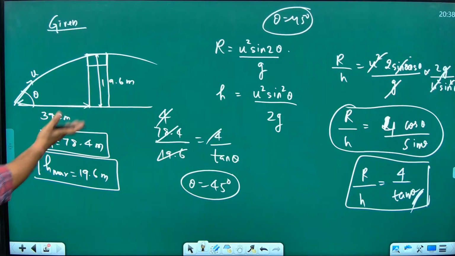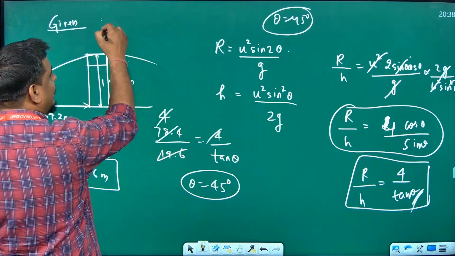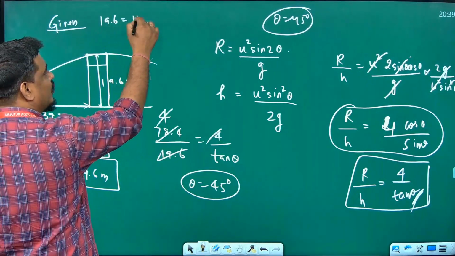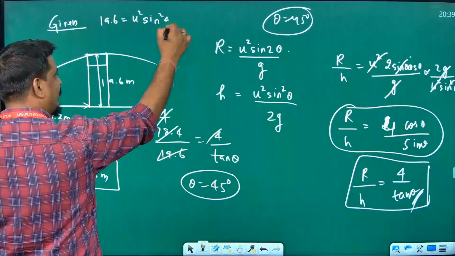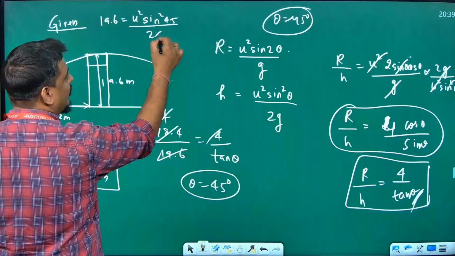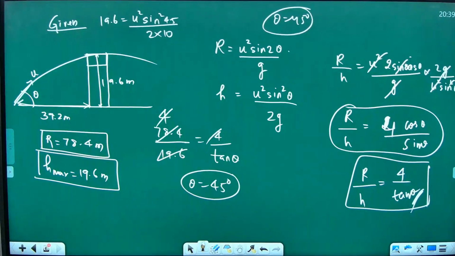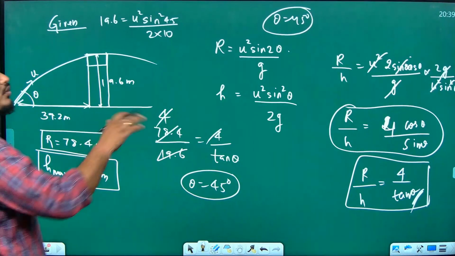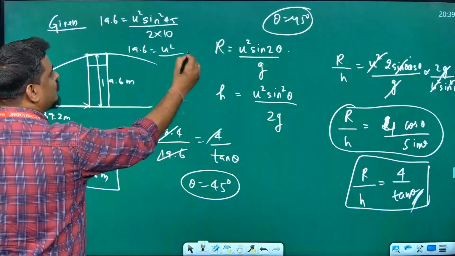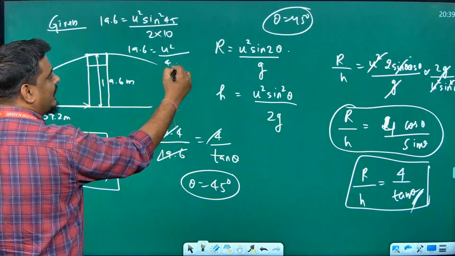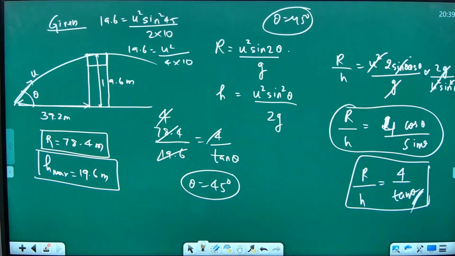Once you get theta, cannot you find u? H max is there, range is there. Any formula you use, whatever is comfortable for you, use that formula. Suppose I am using the H max formula. 19.6 is equal to u square sine square theta by 2 into 10. What is sine 45? 1 by root 2. Square of that is 1 by 2. So 19.6 is equal to u square by 4 into 10. Do you agree with me? Solve, get the answer.